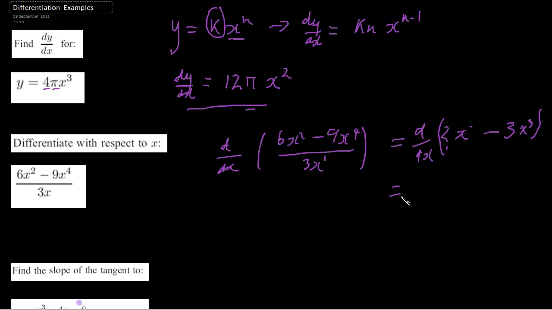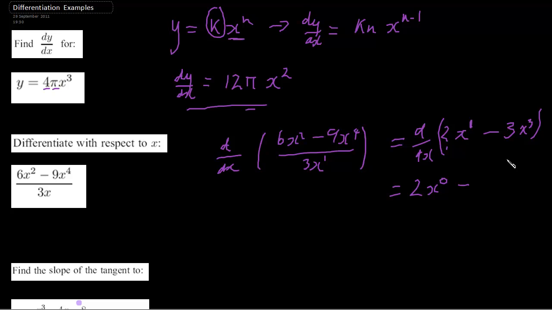Now the next line is where we do the actual differentiating. So we differentiate 2x, so effectively we've got 2x to the 1. So remember the rule, times by the power, take 1 off the power. So effectively 2 times 1 is 2. Take 1 off the power leaves you 0. We'll come back to that in a second.